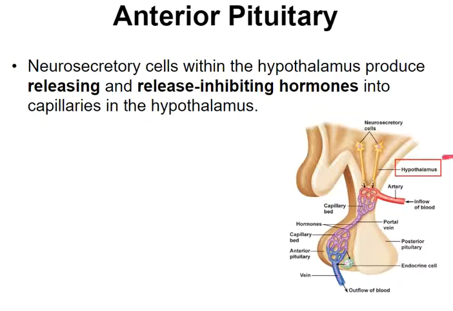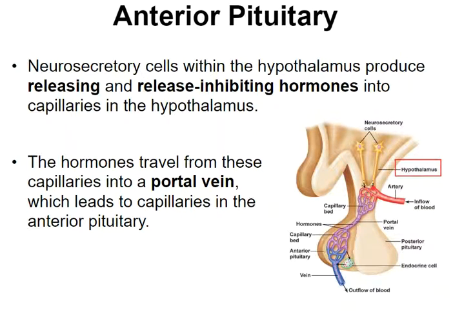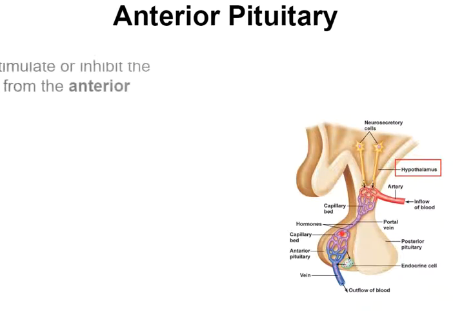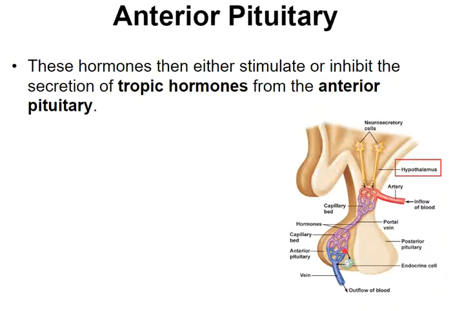So what happens is there are these specialized cells called neurosecretory cells within the hypothalamus, and they're going to produce releasing hormones or release inhibiting hormones. And they're going to put those into capillaries in the hypothalamus. Those hormones are then going to travel via the portal vein into capillaries in the anterior pituitary. And when they get there, they're going to stimulate the release or inhibit the release of another hormone. So it's like a hormone release cascade.